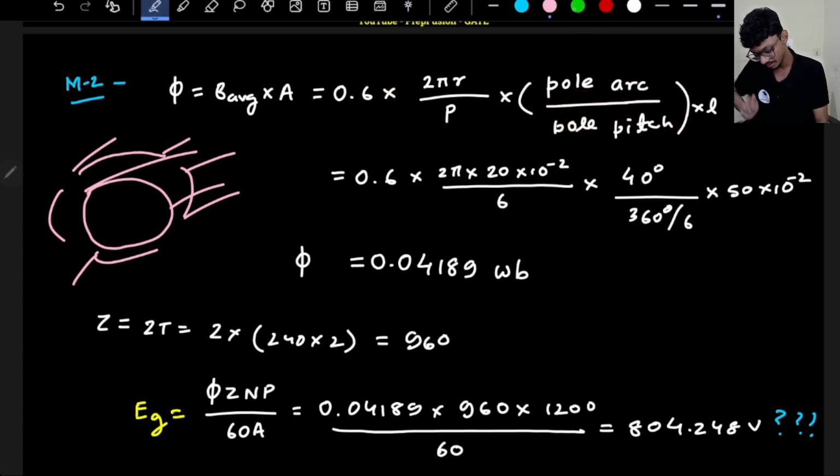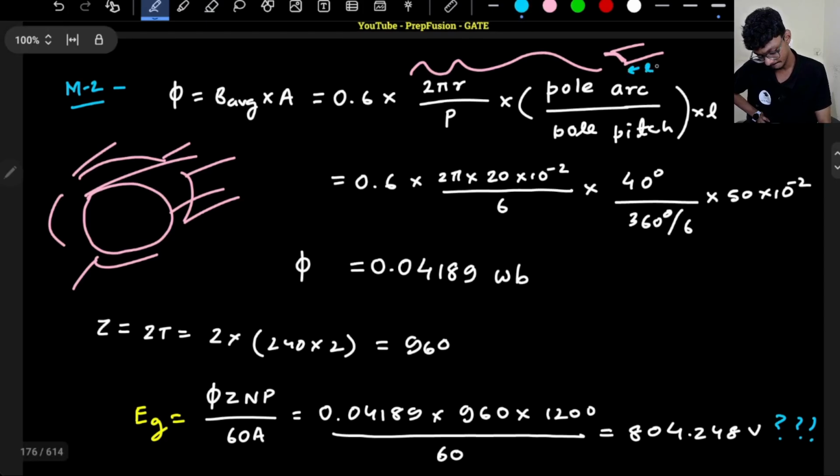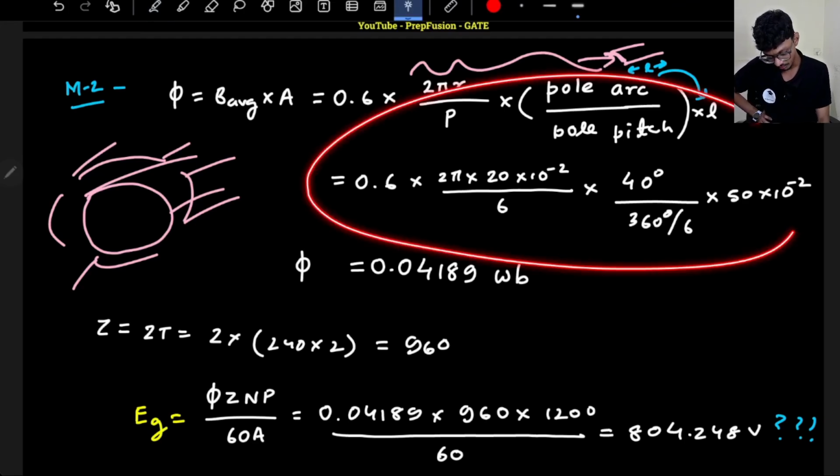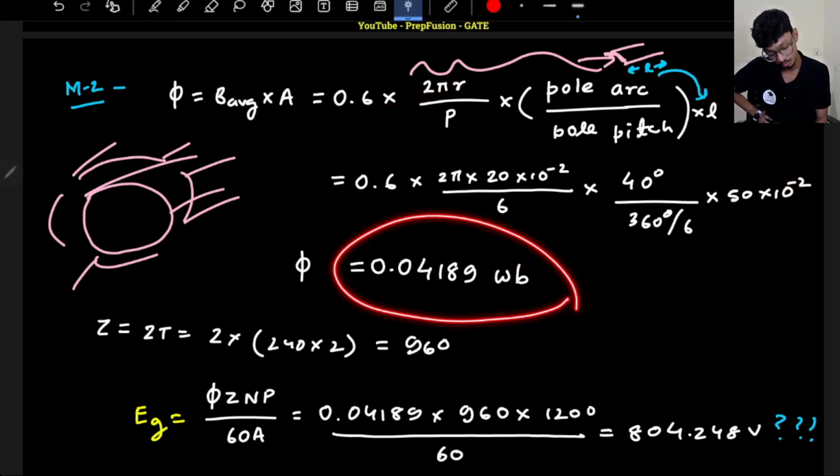So this was basically the curve length, this length r d theta, and this length is already L, that we already know. And this is the length that we are interested in. So if I plug in the values here, my flux per pole will come out to be 0.0418.